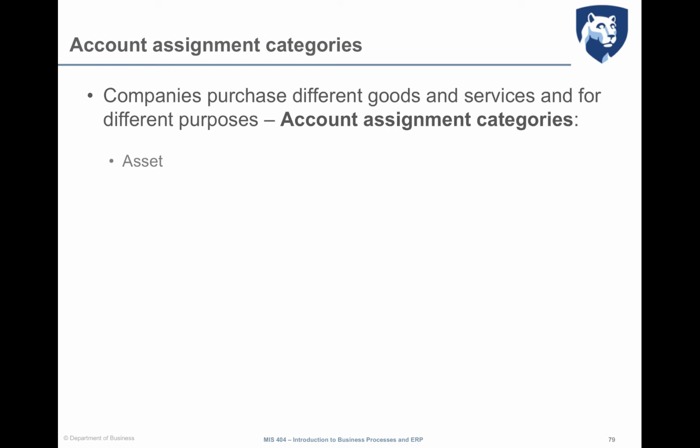We have assets. A company uses this category when it acquires a fixed asset such as cars, land, buildings, plant, and so on. Order. A company uses this category when they purchase materials for a type of order. And when a company purchases materials for an order, the order number and the general ledger account number need to be included in the purchase order.